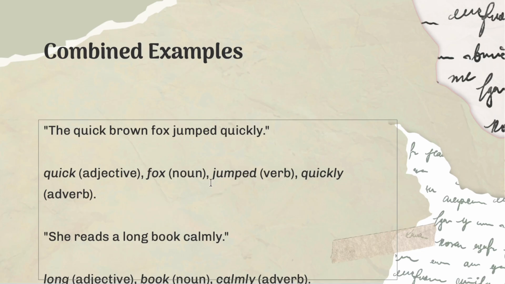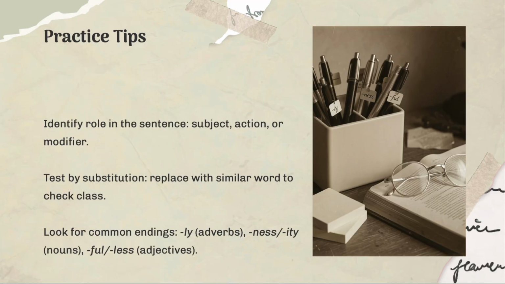So it could just be jumped, but then quickly changes the verb to jumping faster than it would have just been when it's a plain jump. Next, she reads a long book calmly. Long is an adjective for the noun book. Book is a thing, which makes it a noun. And then calmly is the adverb. Especially look at that ly ending.